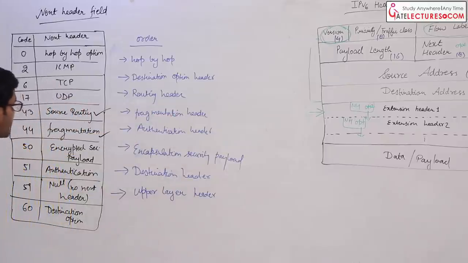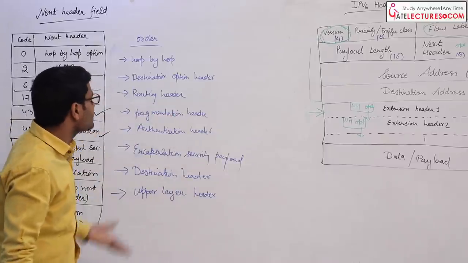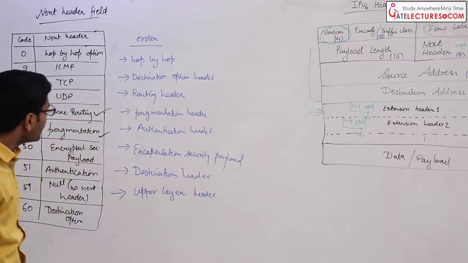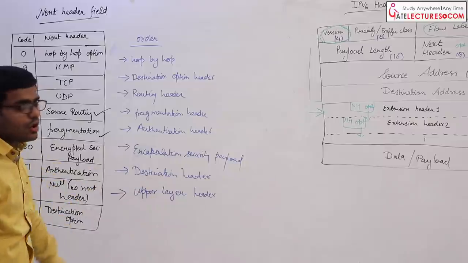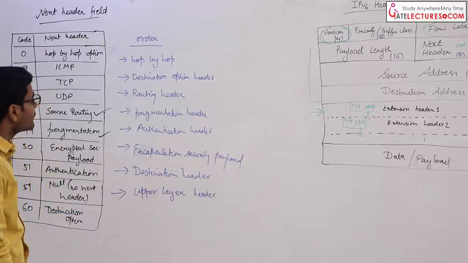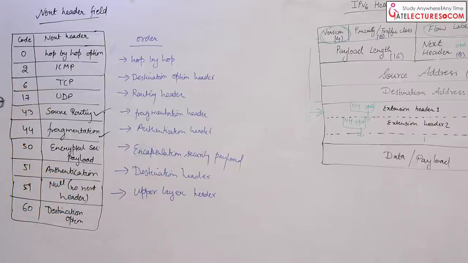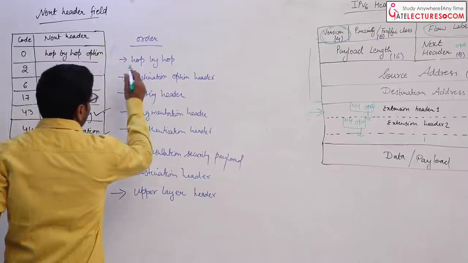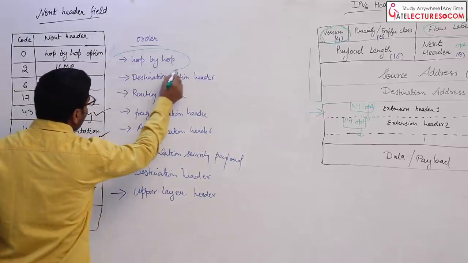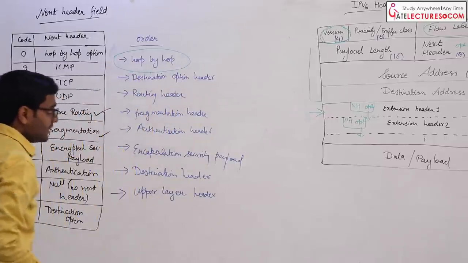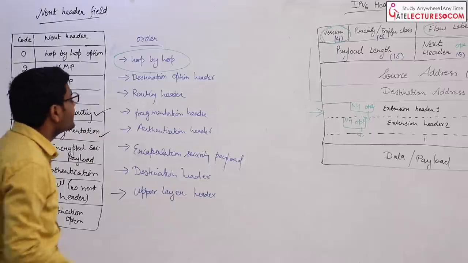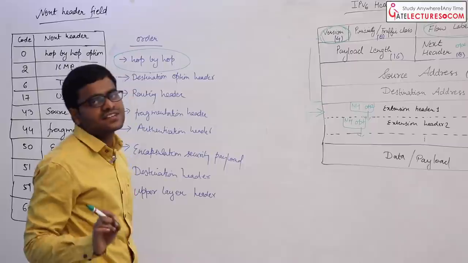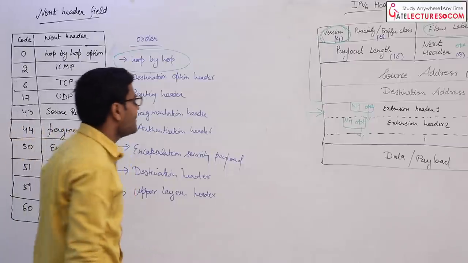So it is convention that any options your IPv6 packet wants to provide should be arranged in this order. It's just a convention. It's not a rule. What is a rule is that if this hop by hop option is present, if your IPv6 packet is providing the hop by hop option, it should be the first extension header after the base header.